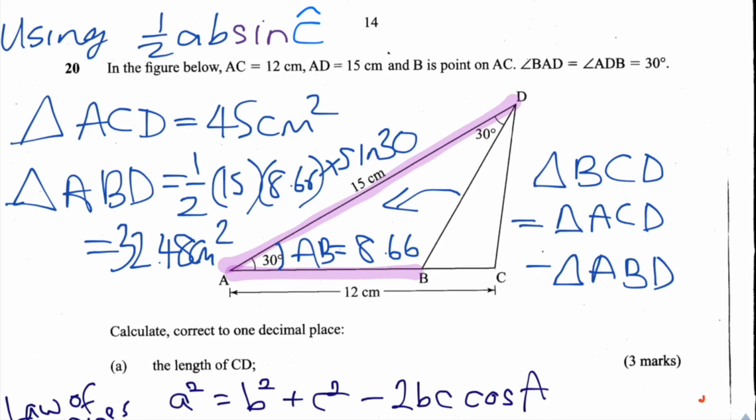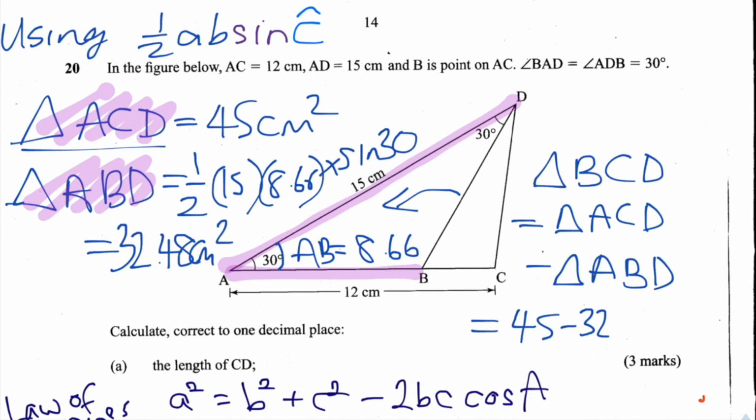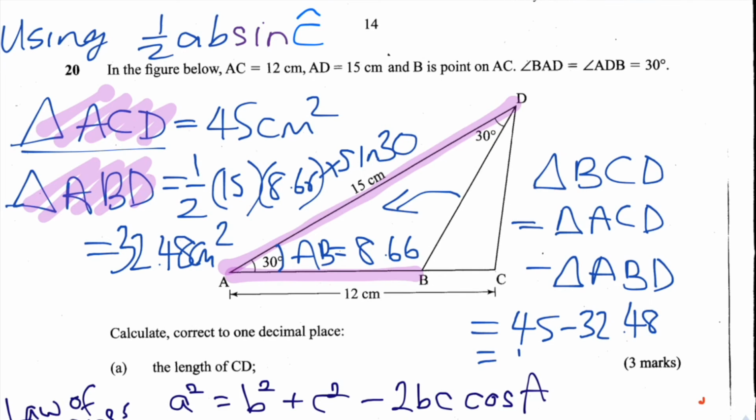So let's subtract the area of ABD from the area of ACD to get our answer. That means that the area of triangle BCD is equal to 45 subtract 32.48. And that is 12.5 centimetres squared to 1 decimal place. So the answer to the question, what is the area of triangle BCD, is 12.5 centimetres squared.